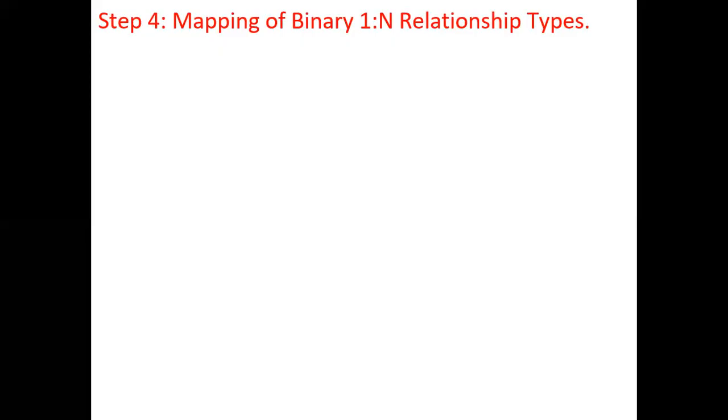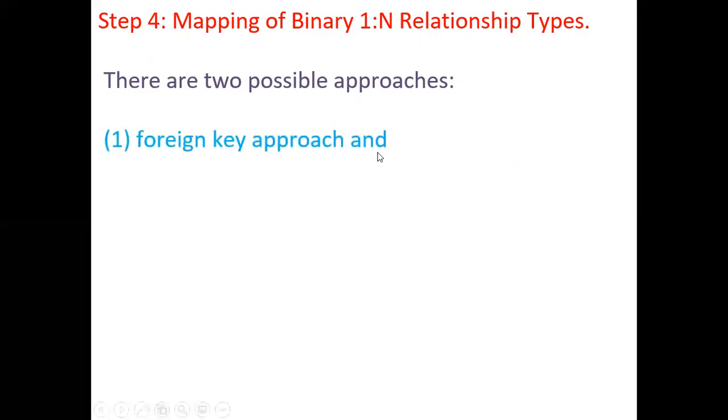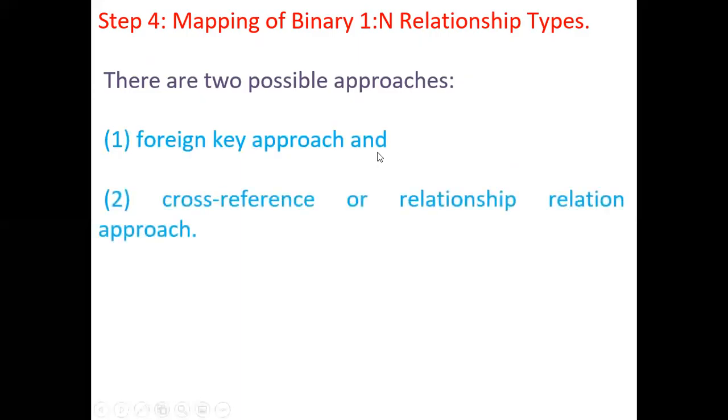Then the next mapping is mapping of 1:n relationship type. Again here, for a 1:n relationship type, we need to take one of the relations as R and another as S. This can also be done using the foreign key approach or the cross-reference approach. Let's discuss the foreign key approach here.